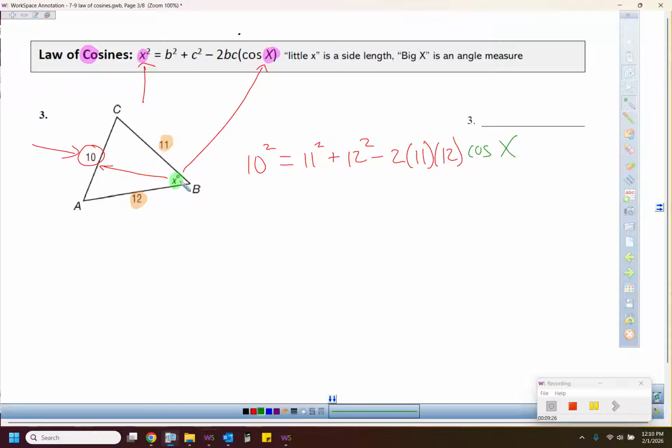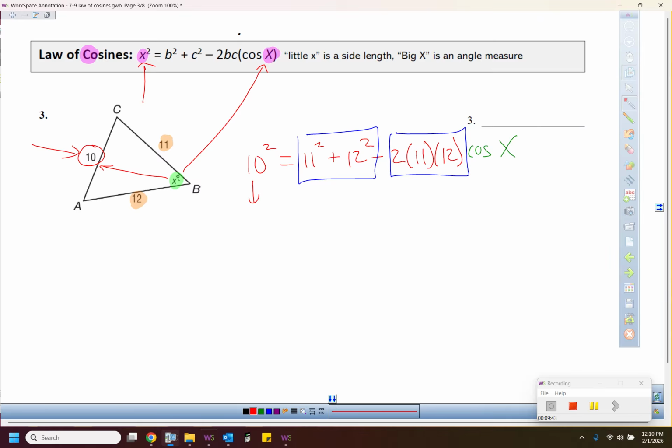Why is that a big X? Because it is a missing angle measure. And can you tell this one's different now than the first 2? But if you trusted me with this box thing, it's going to make life a whole lot easier. So we're going to do a little bit of cleanup.